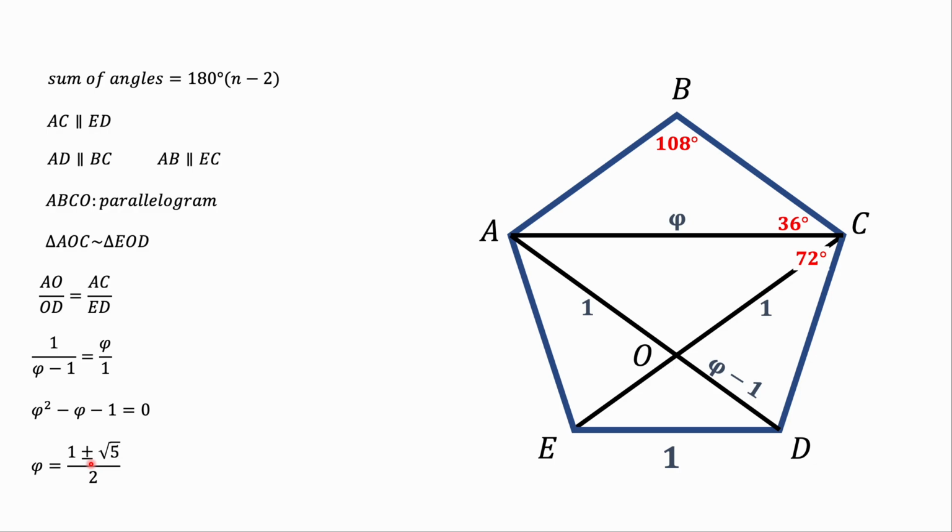Remember, we're not just solving a quadratic equation, we are solving a geometric problem. And in geometry, the side has to be positive. So the only acceptable answer is the one with the plus sign. But this number has a special name. This number is called the golden ratio. What we showed is that the diagonal of a regular pentagon with side 1 has a length equal to the golden ratio.